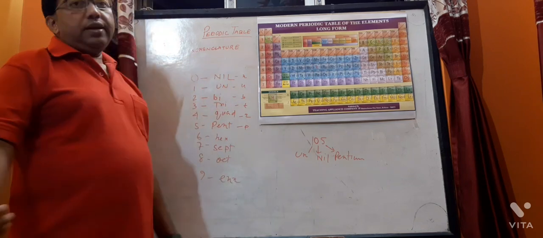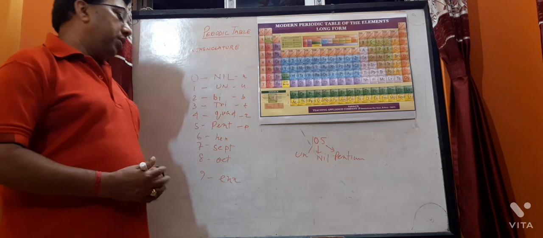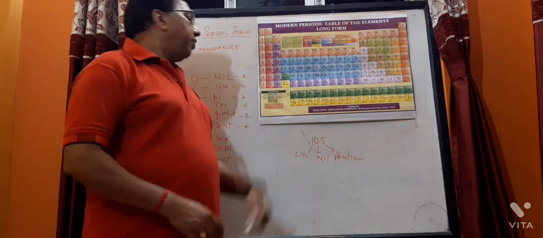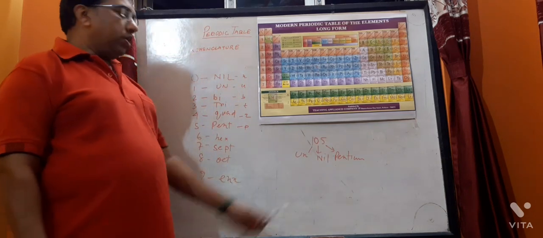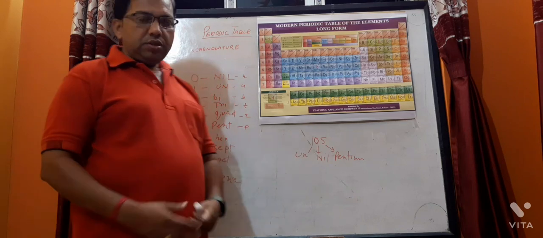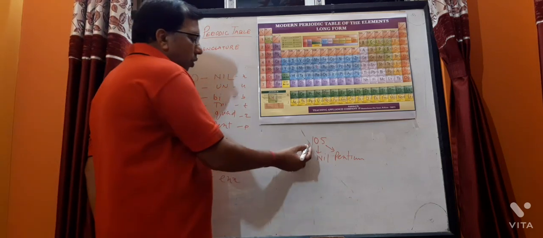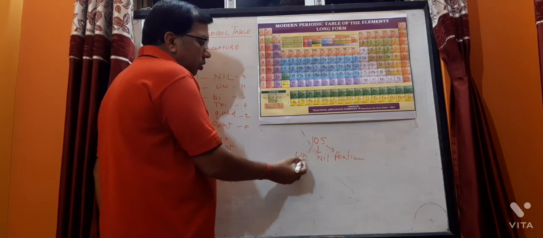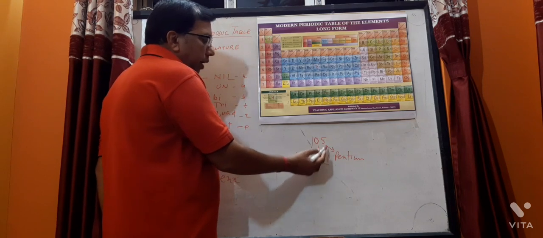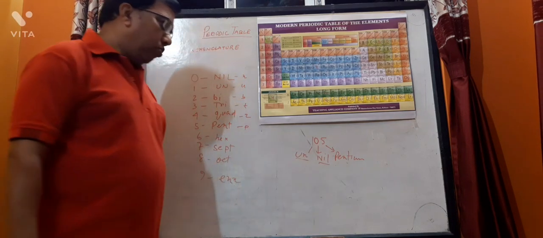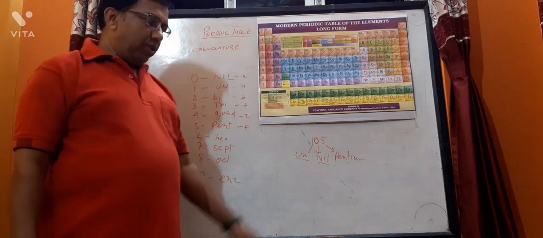Suppose an element whose atomic number is 105. What will be the name of that element? In that case, 1 means un, 0 means nil, 5 means pent. Unnilpentium.